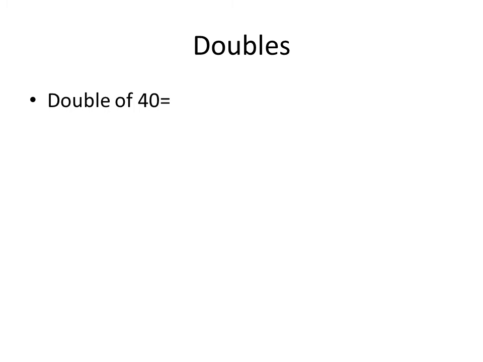Right, now we will see another one. Double of 40. Double of 40 means 40 plus 40. So when we add 40 plus 40, we get our answer as 80. Very good, right? You can see that on the screen. I will show you once again how to get the answer.